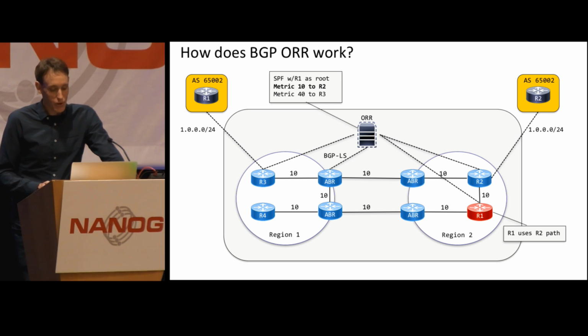So in this case, R1 gets that optimized path from the ORR because it's doing those SPF calculations and creating that new RIB that it's using when it does the best path selection process and advertisements for that client.